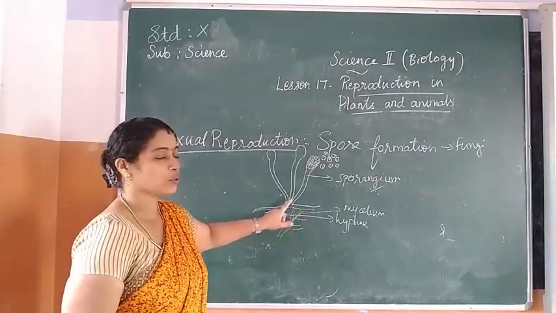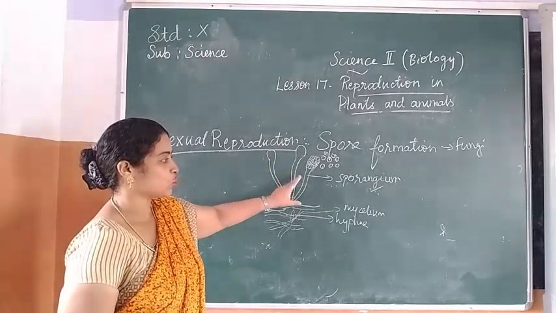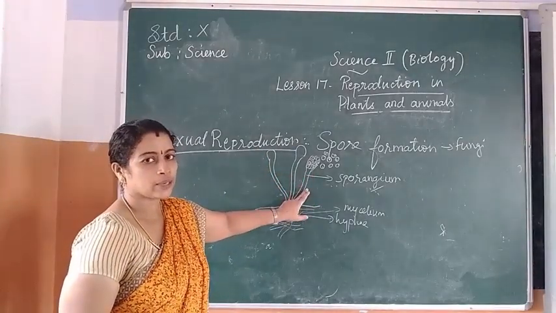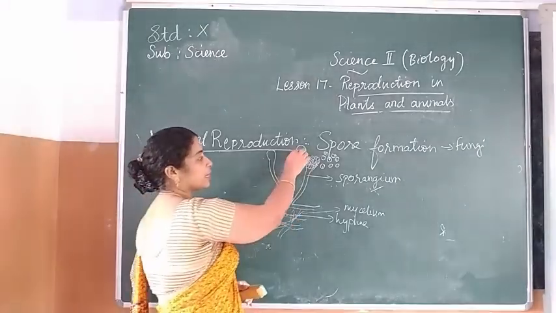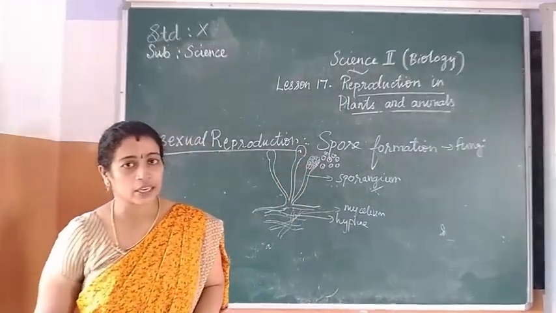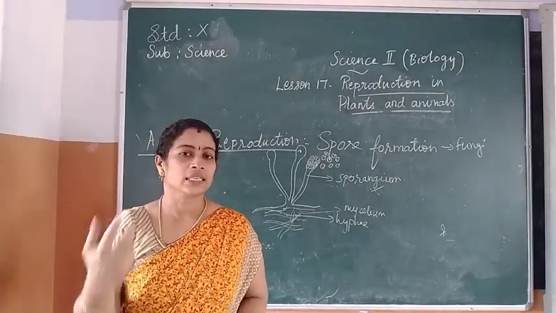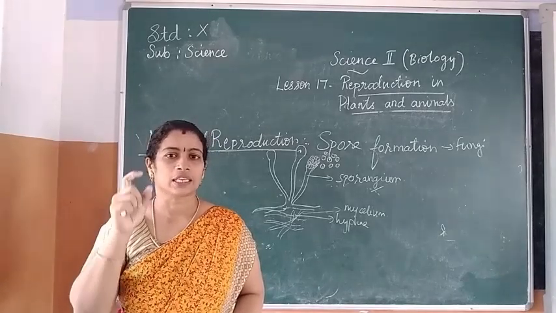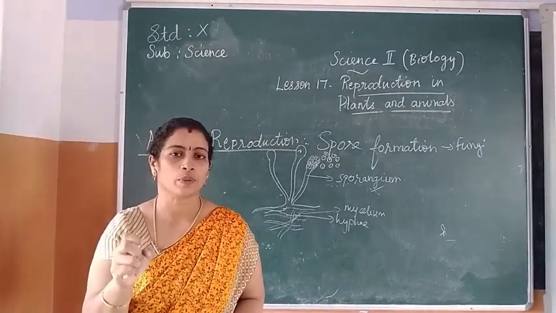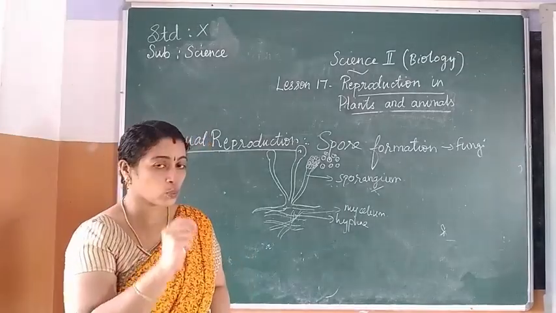This hyphae gives rise to an elongated, horizontal structure that is known as sporangium. The nucleus which is present in the sporangium will divide by mitotic division into several nuclei, and the cytoplasm also divides several times, and each nucleus will be covered by the cytoplasm. And these are said to be the spores.